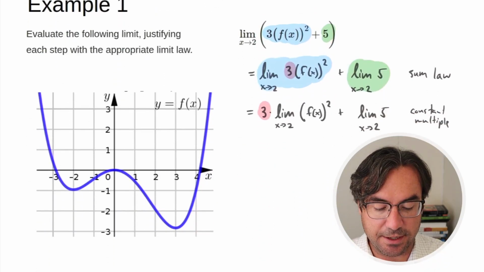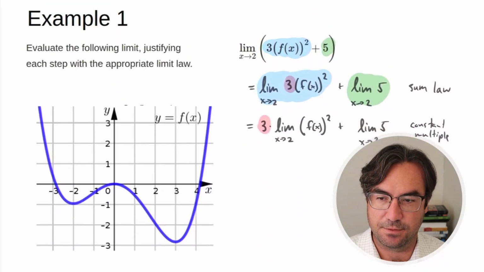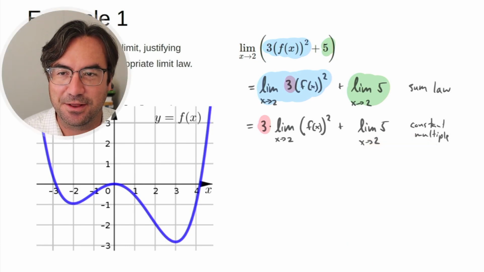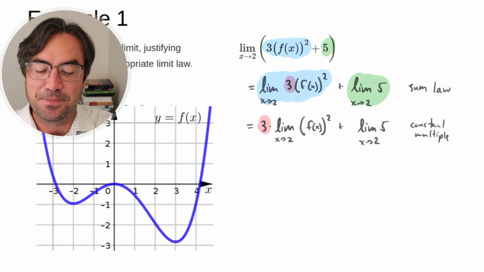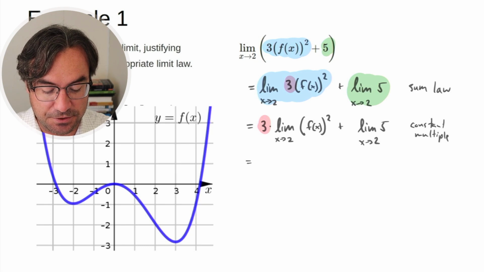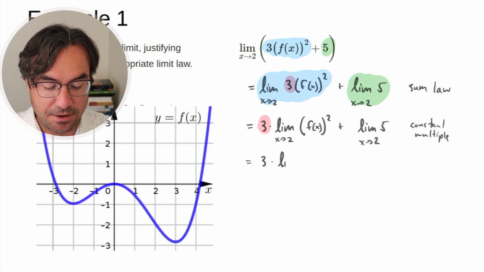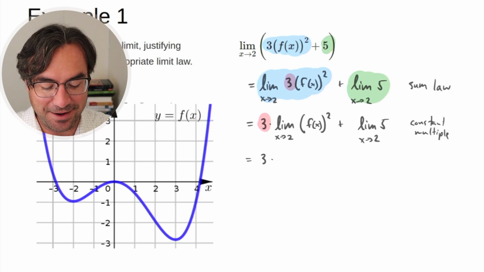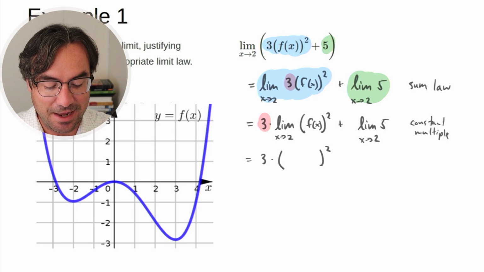So what that looks like, let me see here. There we go. All right, so let's bring the limit through that squared function. So we have our 3 out in front. Then we've got our squared function, and then we're bringing the limit inside of the squared function.